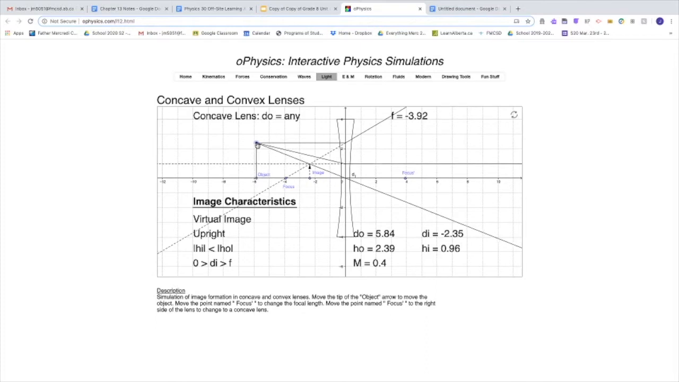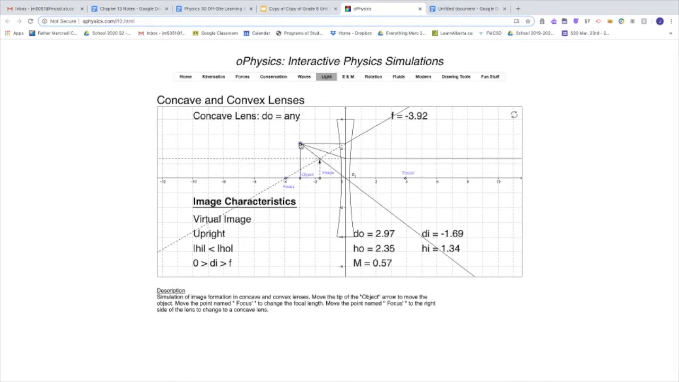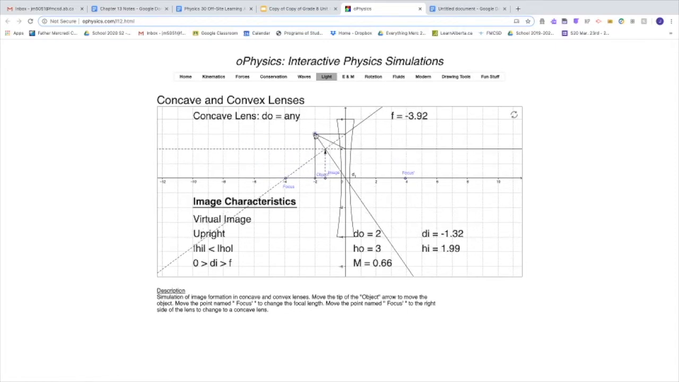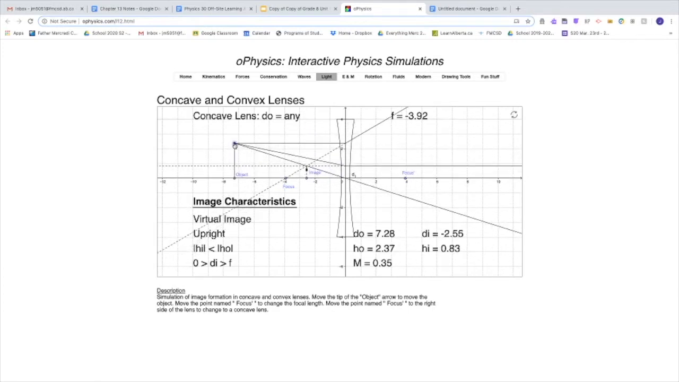So as you can see why, as we do our three rules, the same rules we did yesterday, the object always ends up, no matter where it is, virtual, erect, and smaller, no matter where I go. So these are our three rays. I'll show you on a ray tracing diagram again how they go, but it's actually the exact same three from yesterday. The other thing here is that the image always appears closer to the lens than the object is. Yes, smaller, but also closer.